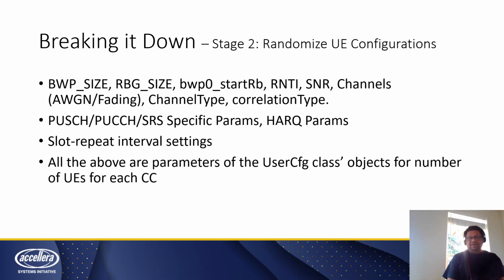In stage two, we go and randomize all of the UE configurations, the bandwidth part size, the resource block group size. There are a lot of other parameters that we randomize that are UE specific. All of the PUCCH, PUSCH, SRS specific parameters for the UE at the UE level are also randomized here. We also decide which channel type will keep repeating in which slot and at what intervals. And all these parameters are in the user config class objects for the number of users for each CC.